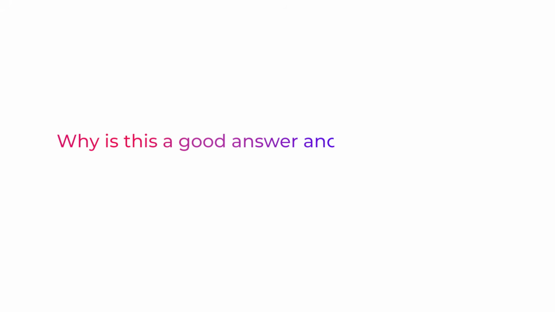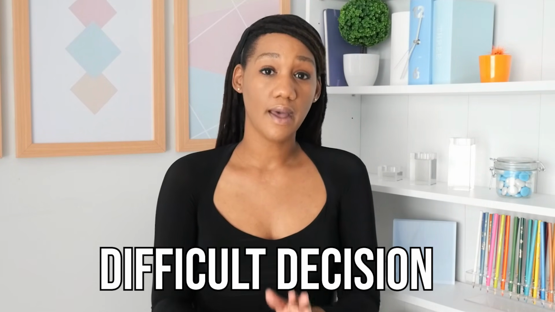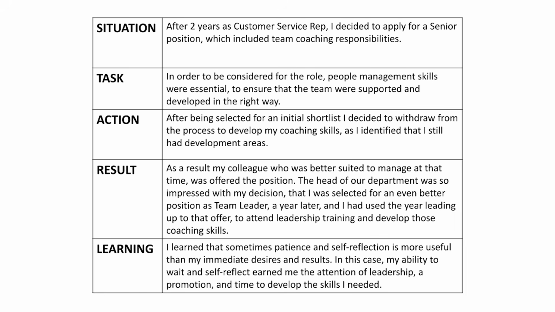So why is this a good answer and how can I use it? So I use this example because interview questions normally relate to what's involved in the role. And a question like, tell me about a time you made a difficult decision, may be linked to a role where you have, in some capacity, leadership responsibilities, even though it may not be a leadership role. So this answer demonstrates that you have leadership qualities and extreme maturity. It takes a lot of maturity to step away from something that you want in order to be better prepared in future. So the answer also shows here that you have emotional intelligence when you talk about self-reflection.